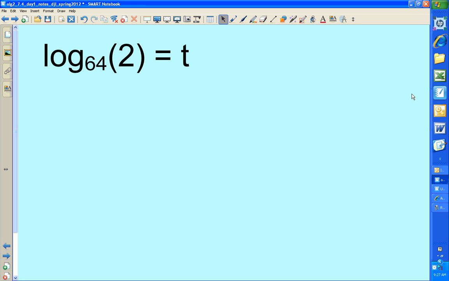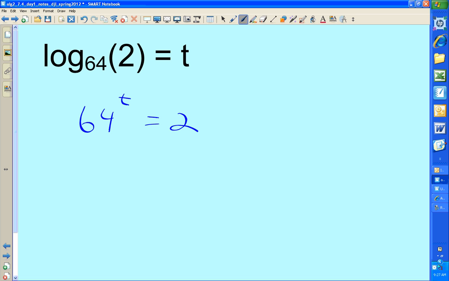Okay, we're solving for t. What's the first step to get out of this logarithmic form? You switch it to 64 with the exponent of t: 64 to the power of t equals 2. That's the definition of a log. How can I rewrite 64?